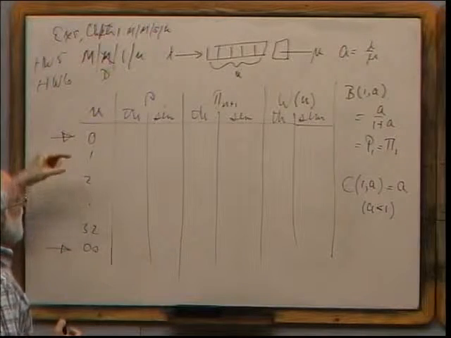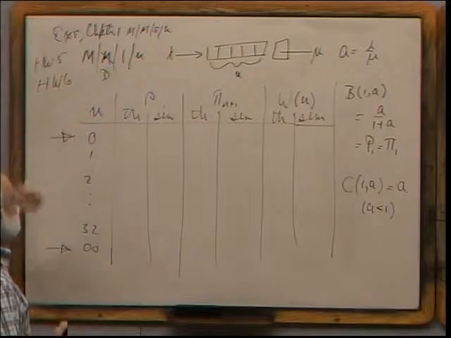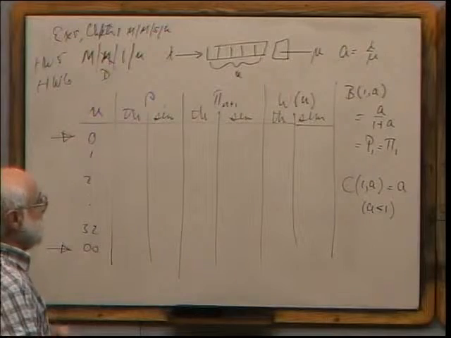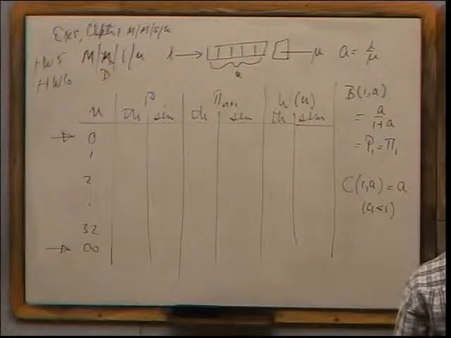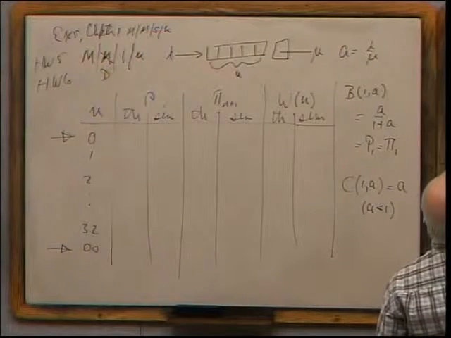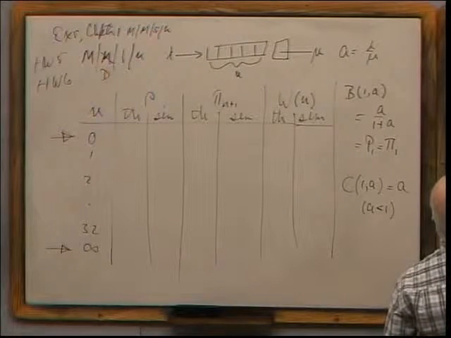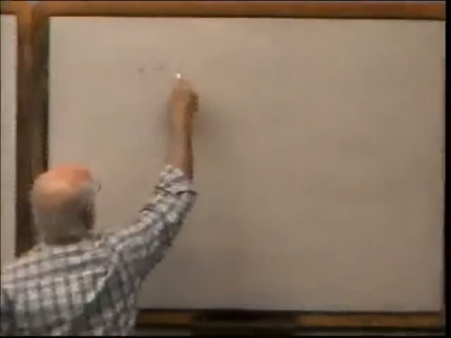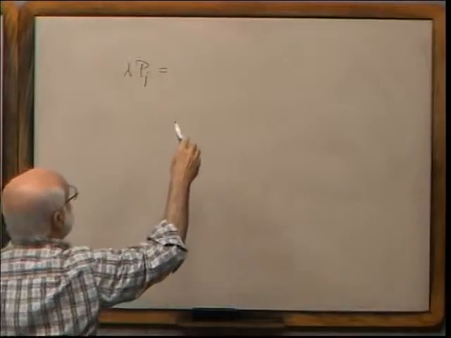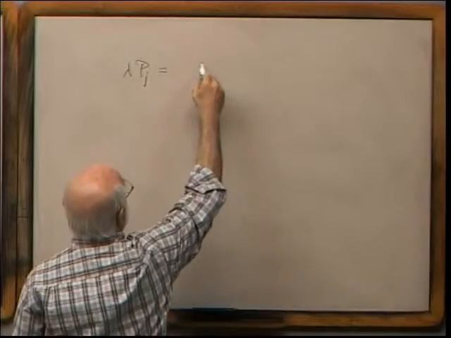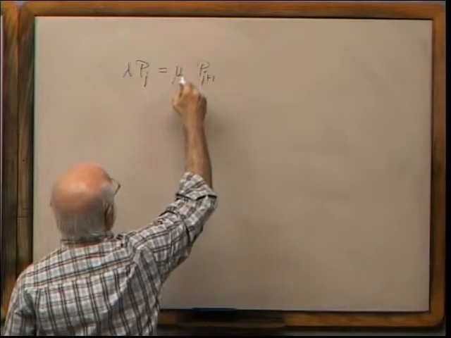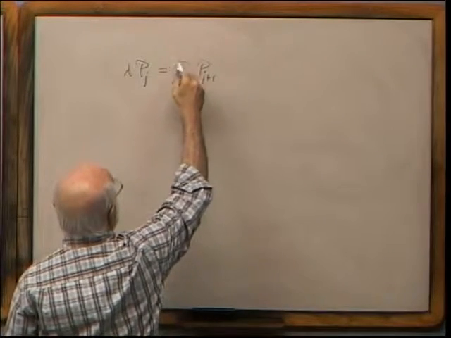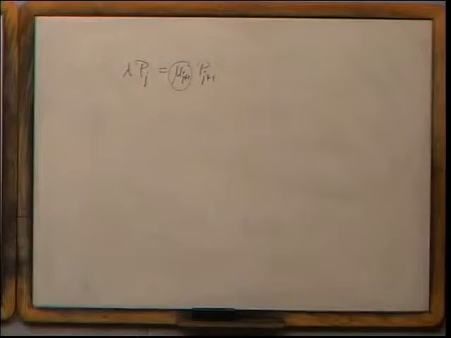Okay, so how do you calculate these probabilities? Well, what you want to do is write rate up equals rate down. So those equations look like this. The rate up from state j is lambda P_j, and the rate down from state j plus 1 is P_(j+1) multiplied by mu sub (j+1). That's the aggregate service completion rate when I'm in state j plus 1.